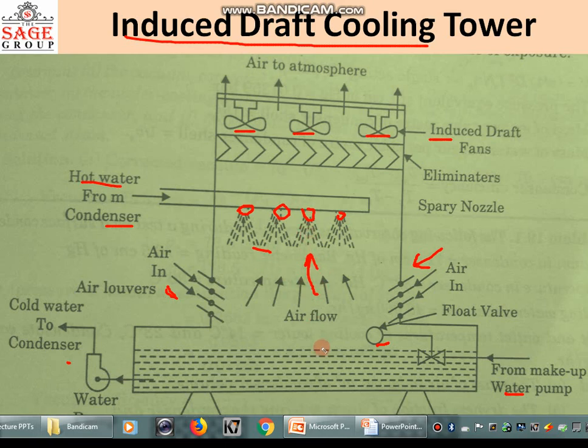The cooled water will be stored here, and it is again supplied to the condenser. If the quantity of the cooling water decreases, it is made up with the help of the makeup water pump being used here.